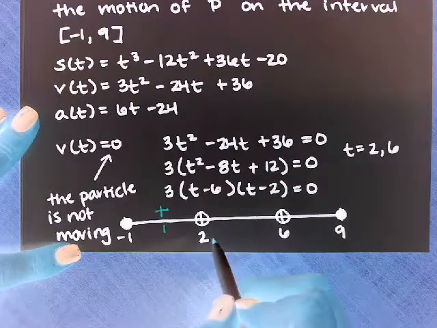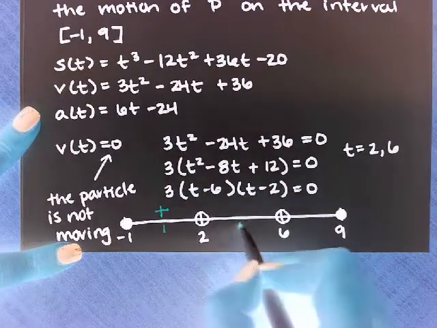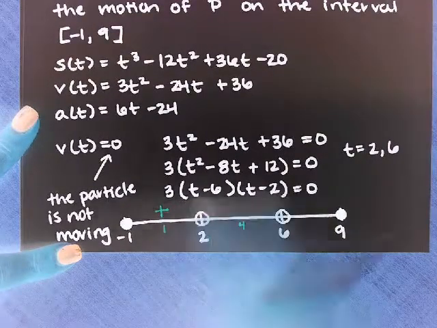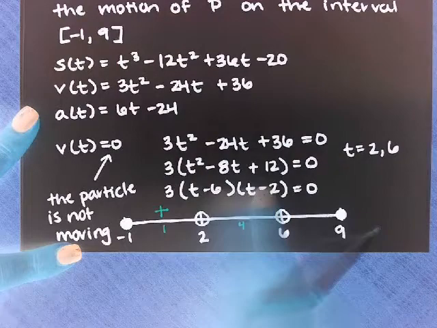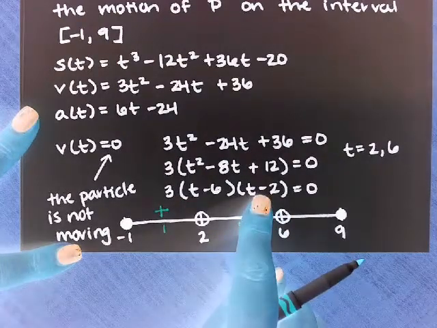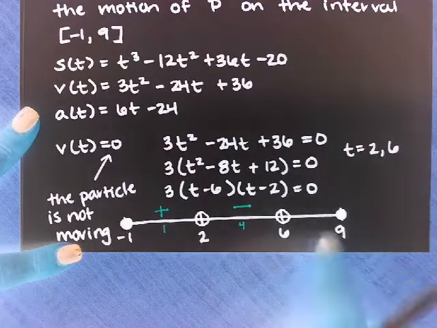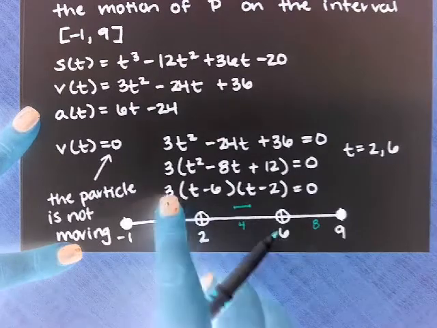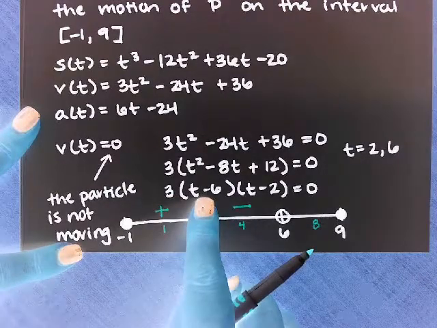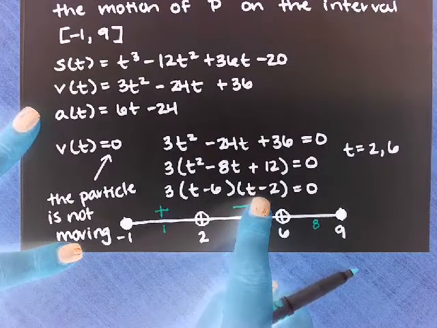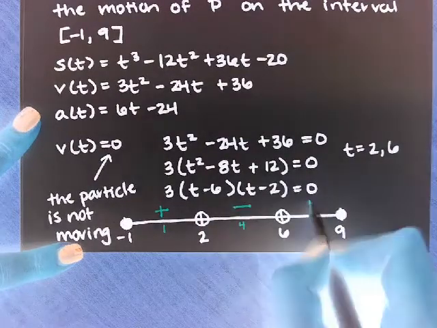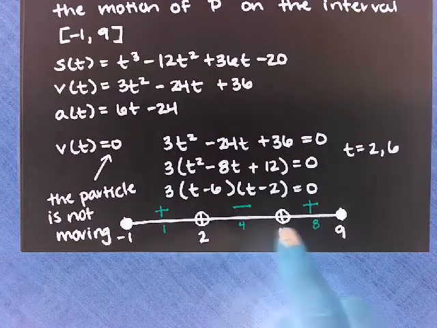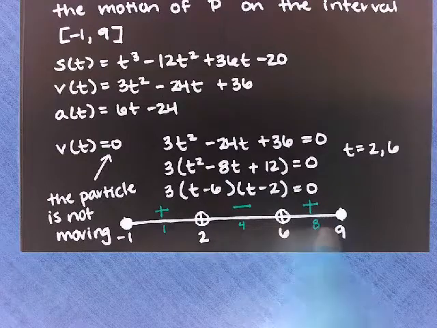All right, what's a number between 2 and 6? 4. Okay, so that's positive. 4 minus 6 is negative. 4 minus 2 is positive. So I have a positive, a negative, a positive. So overall, that's negative. A number between 6 and 9, 8. So I have a positive, a positive, a positive. We are positive.